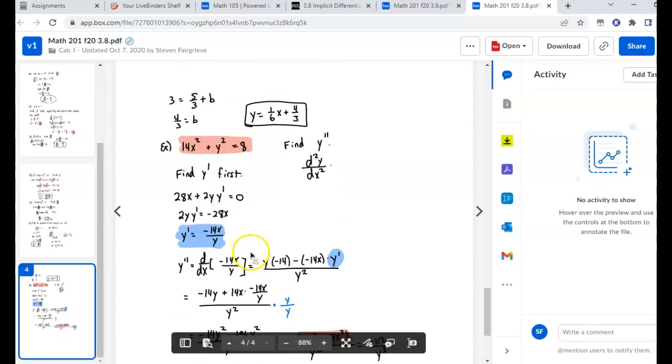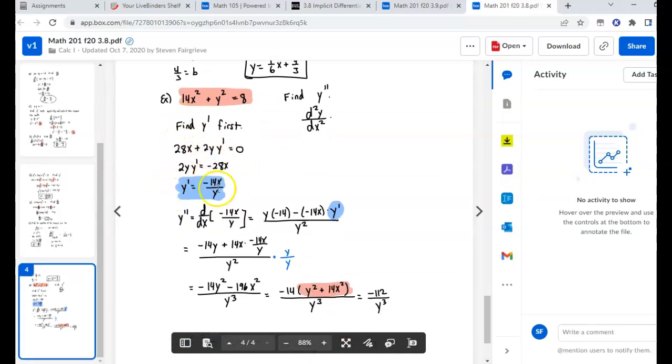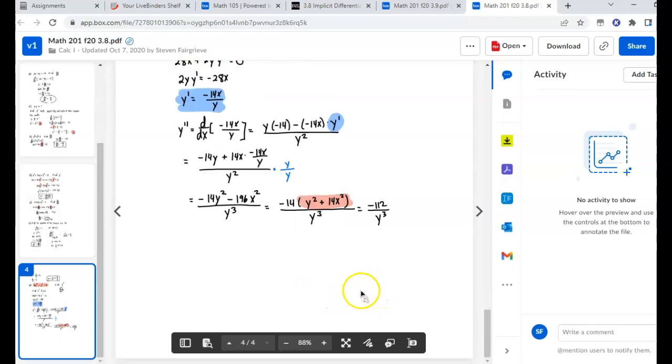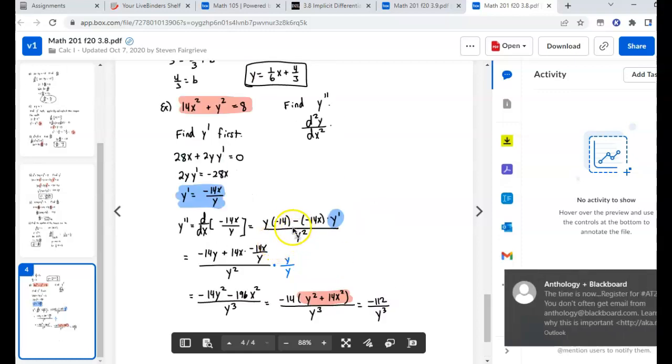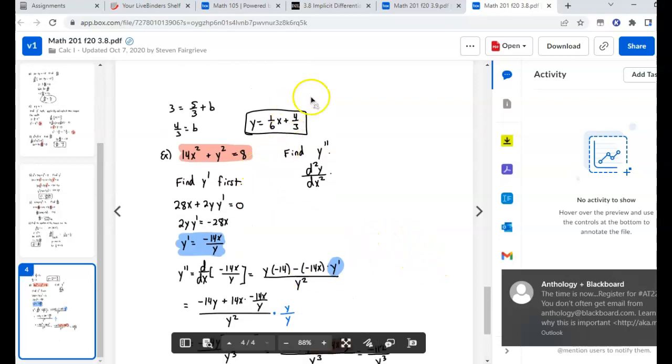So when you're asked for a second derivative, it is going to be with something that has a pretty nice first derivative. So here, our first derivative was negative 14x over y. And we find the second derivative. And what you usually will find with the second derivative is that at some point, your original equation will often come back into play and allow you to simplify that second derivative to something even simpler. Okay. So it won't be something overly complicated there for the second derivative.